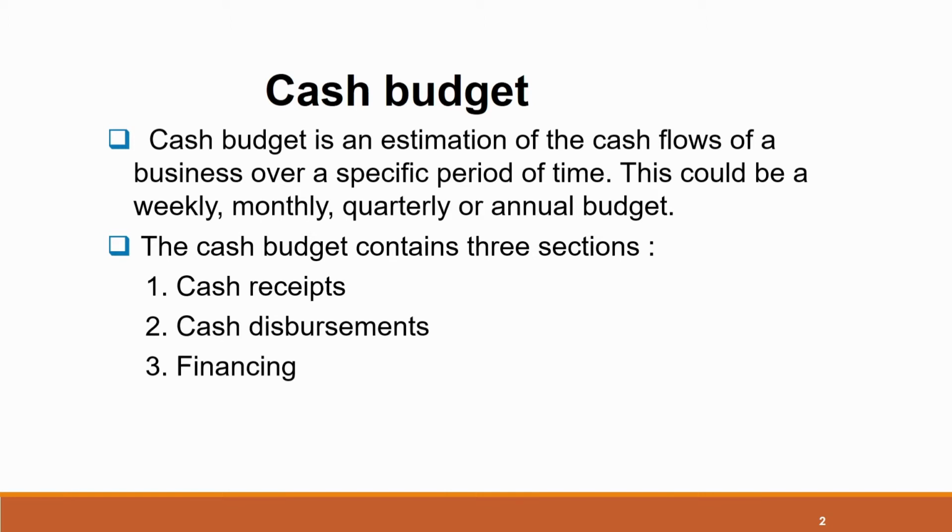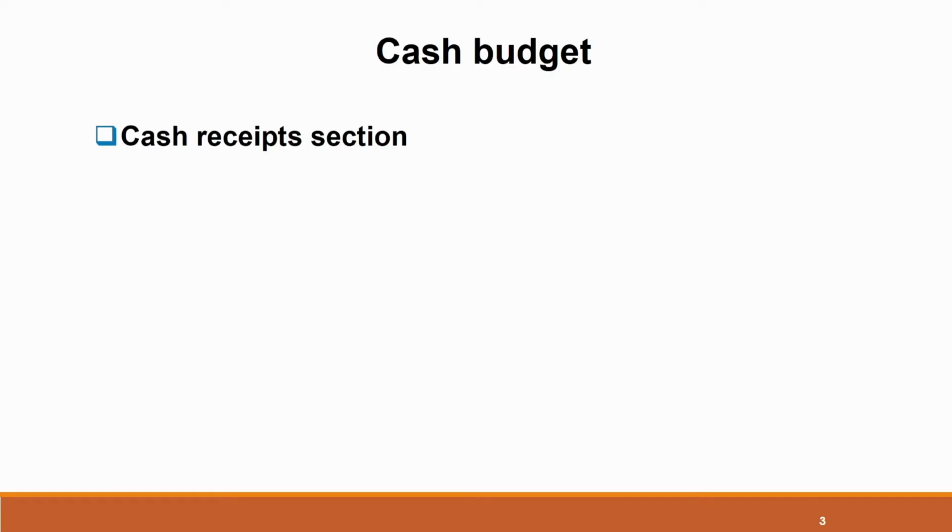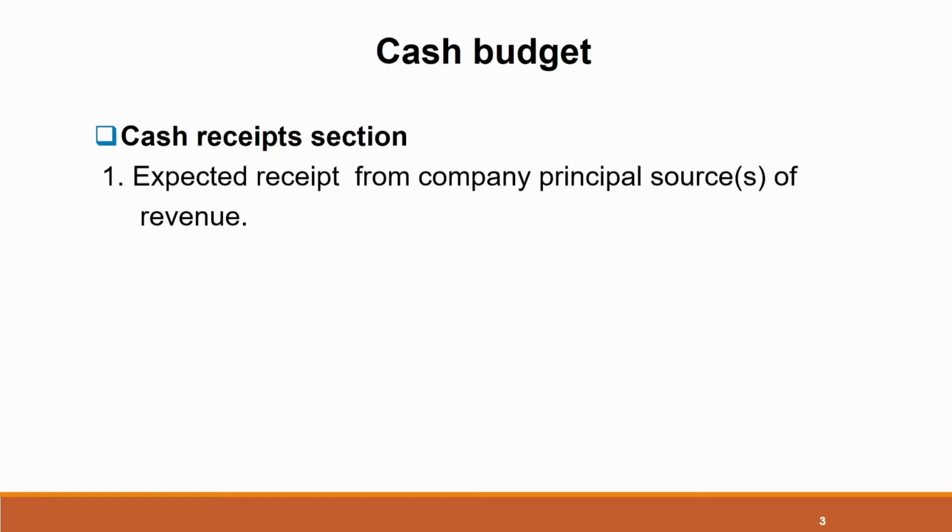Number 1, cash receipts. Number 2, cash disbursement. Number 3, financing. The cash budget must also record the beginning and ending cash balance. Okay, now we look at the cash receipt section. Number 1, expected receipts from the company's principal sources of revenue.